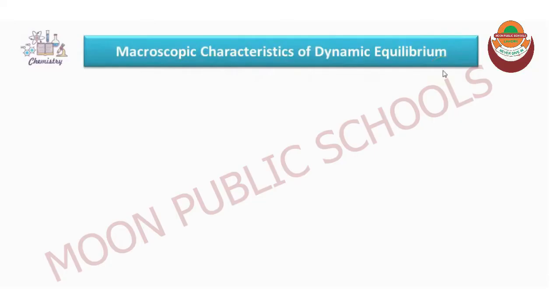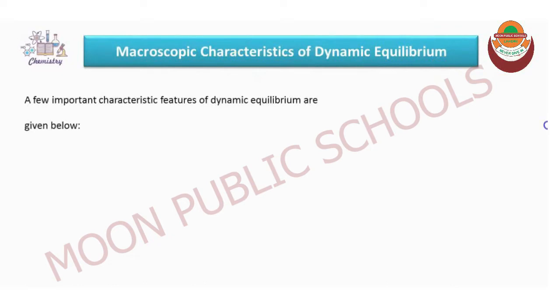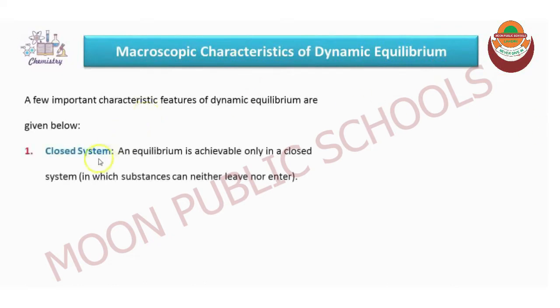My other topic is macroscopic characteristics of dynamic equilibrium. Now what are the macroscopic characteristics of dynamic equilibrium? Macro means large and bigger in size, and micro means small. There are some characteristics given below.